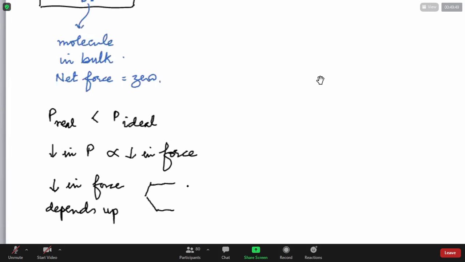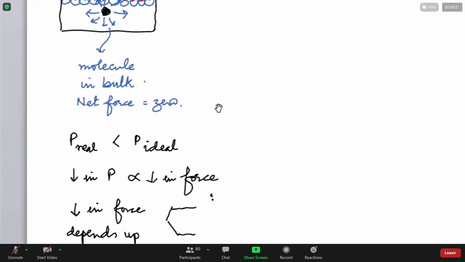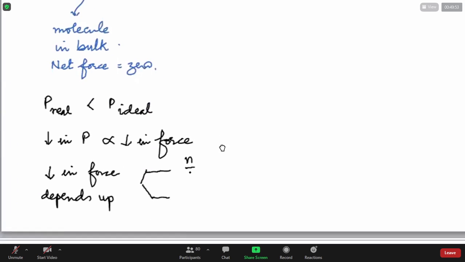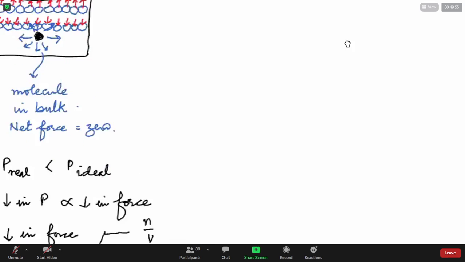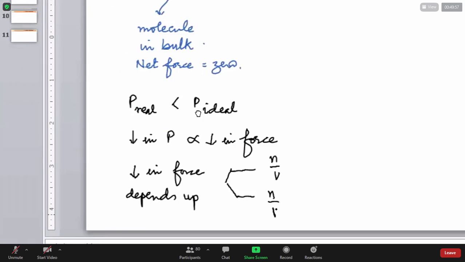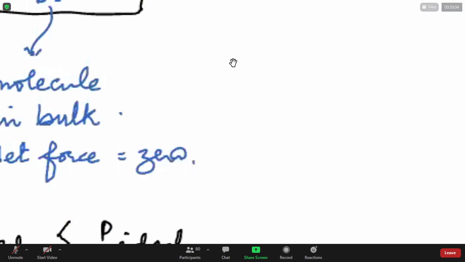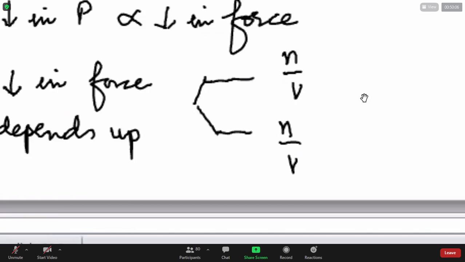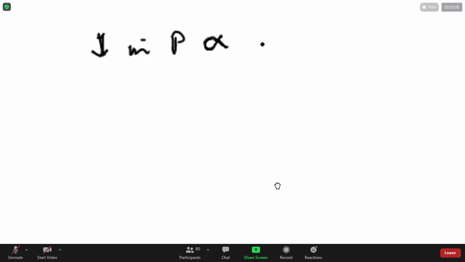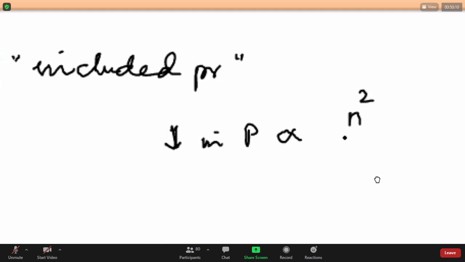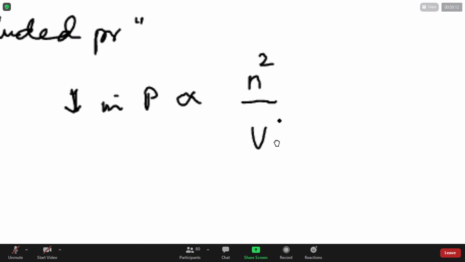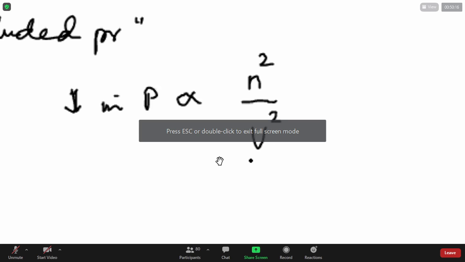The decrease in force depends upon how many molecules are going to collide. And it also depends upon how many molecules are going to pull them back. Yes, this implies, remember that decrease in pressure is directly proportional to n square by v square. What is n square? N is number of moles, v is volume of the system.